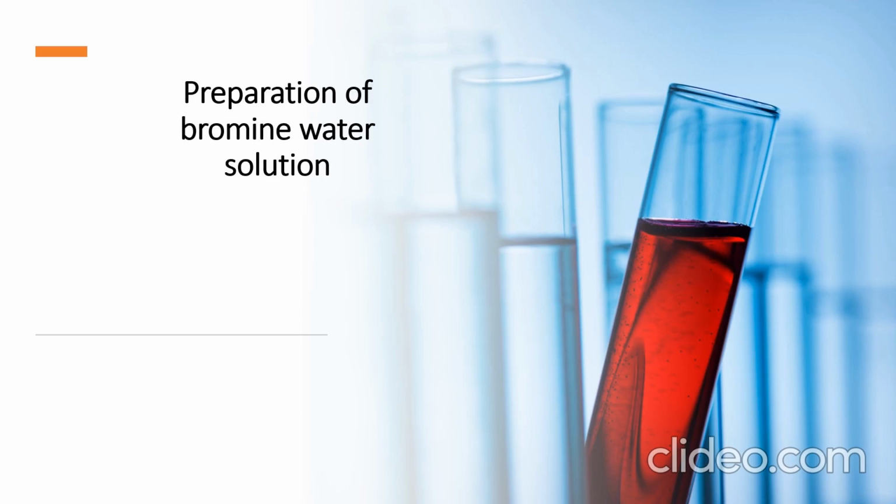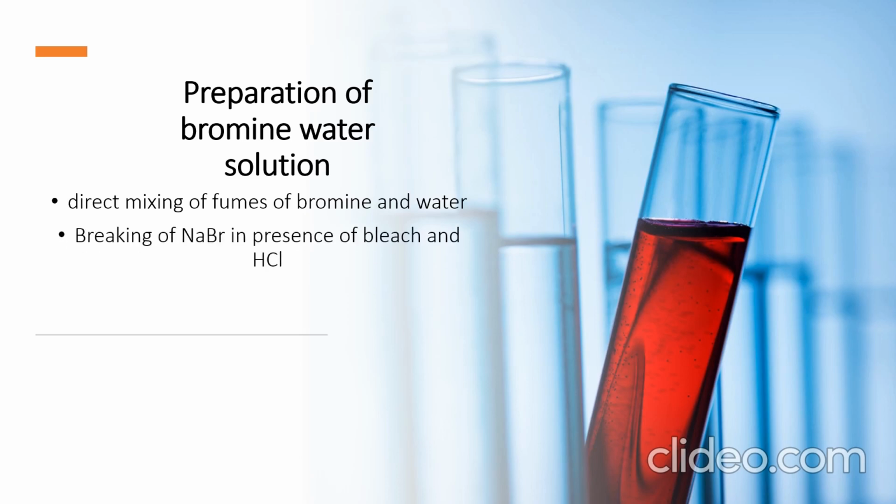Although bromine water is present in the lab and is easily available, we can also prepare it freshly in the lab. It can be prepared by direct mixing of bromine fumes and water, but that is not safe. So the other convenient method for the preparation of bromine water is the reaction of sodium bromide in the presence of bleach and hydrochloric acid.